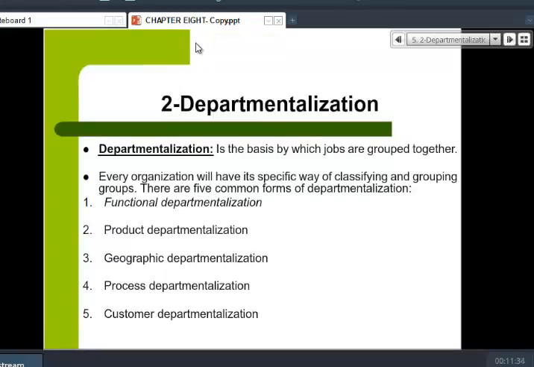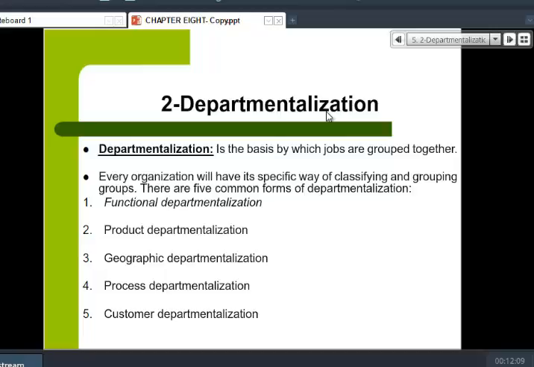Departmentalization means having departments: admission department, visa department, high commission department, postgraduate department. It's the basis by which jobs are grouped together. So in each department we have the specialty: first we have the specialty, and above it we have the department. Each organization will have its own specific way of classifying and grouping.